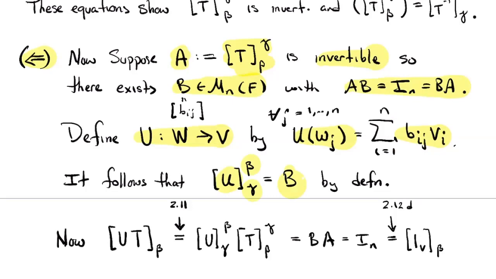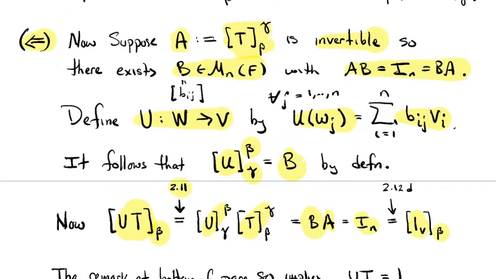Okay, now I'm going to just bust out these theorems again. If I look at the composition of U and T in the beta basis, that makes sense because U composed with T is a map from V to V. Well, by theorem 2.11, that's the product of these two matrices, right? But the matrix on the left, U in gamma beta, we called that B, and the matrix on the right is called A, and those two matrices are inverses of each other. So I get the identity matrix. And the identity matrix is the matrix of the identity map in the beta basis.